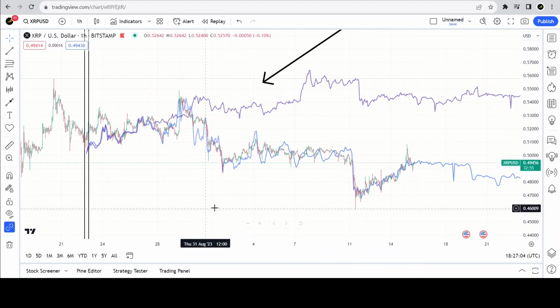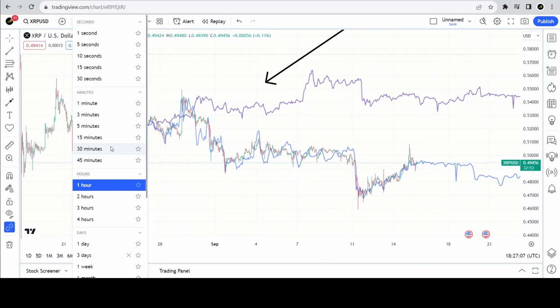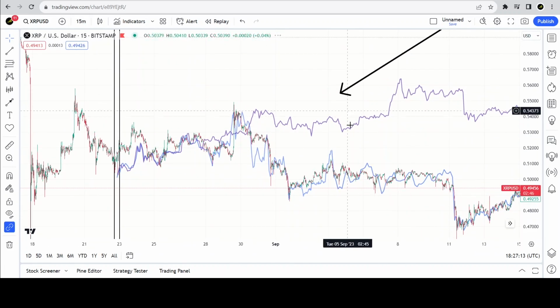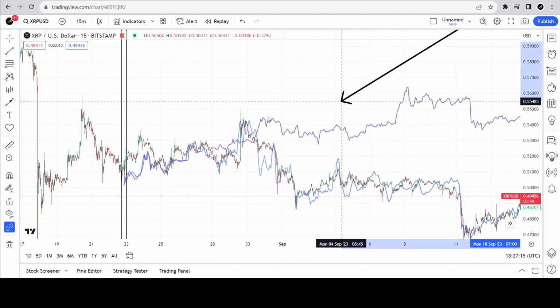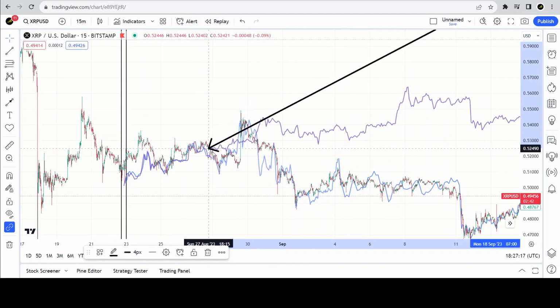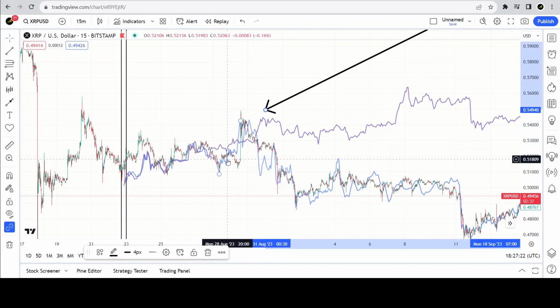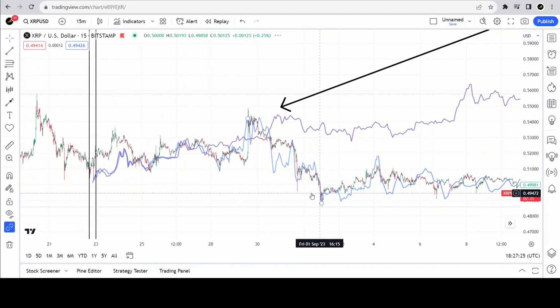So let's zoom in here. In fact, let's go in on a smaller time frame on a 15-minute candle. So you see that in the beginning, they were, for the most part, following lockstep. Now it starts to differ once here. Let's zoom in here a little more.